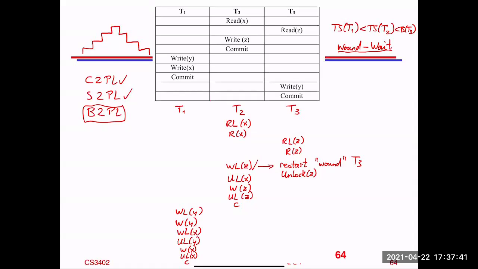Okay. All right, so coming back to what would happen here when I use the wait die rule instead. Transaction T2 has a smaller timestamp than T3, and we're using wait die. So what will happen? Well, it will just wait, right? It will wait, and it won't restart T3.